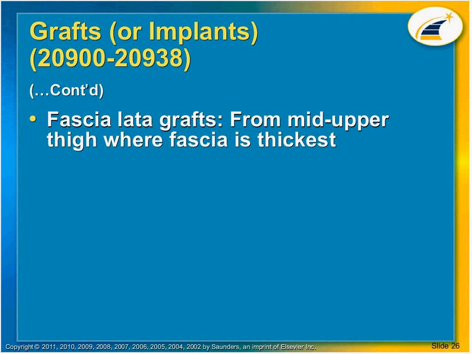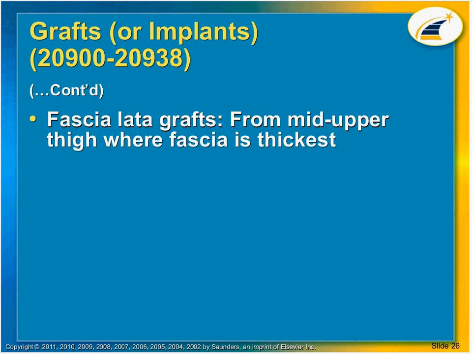Okay, so with this term, fascia lata grafts. It's from the mid-upper thigh, where fascia is the thickest. Remember, fascia is the tissue closest to the bone, nearest the muscle, and that's fibrous connective tissue. It may be shaved off with a stripper or cut away. Codes for fascia lata grafts differentiate the method by which the graft material was obtained.